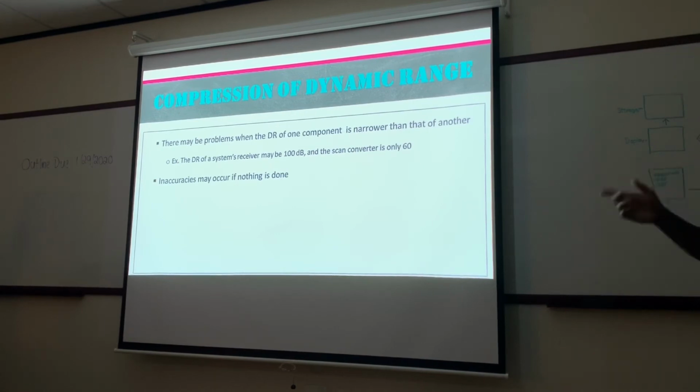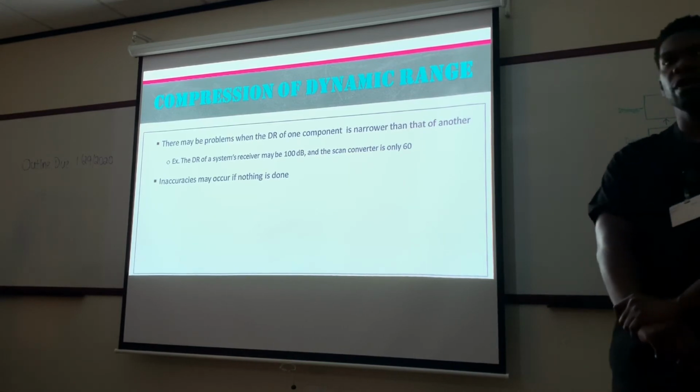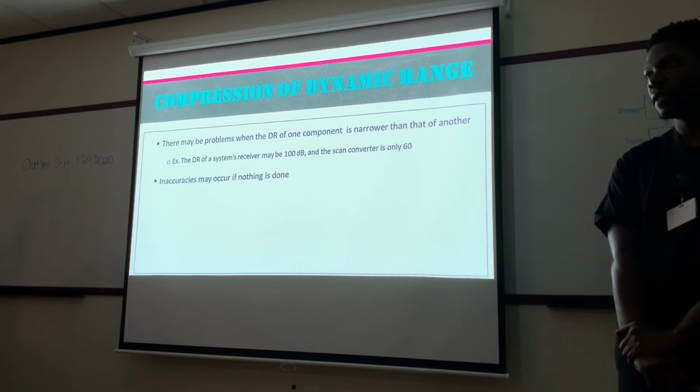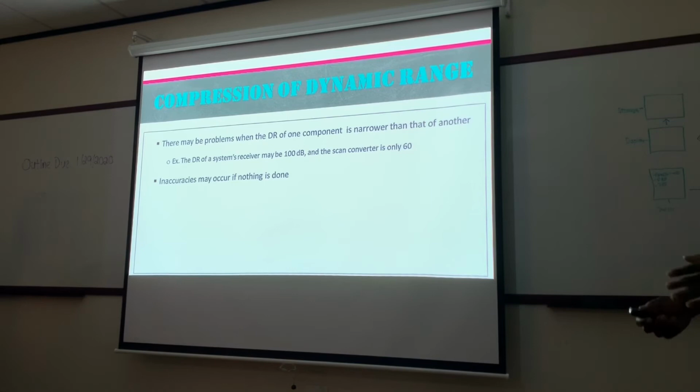Okay? There may be problems when the dynamic range of one component is narrower than that of the other. You see how information can get messed up if the dynamic ranges are different, right? That means inaccuracies can happen. Okay? The dynamic range of the system receiver may be 100 decibels, but the scan converter is only 60. So we're losing a lot of information, right? But most importantly, if nothing is done, inaccuracies can occur. Things can be projected in the wrong shade of gray, basically.